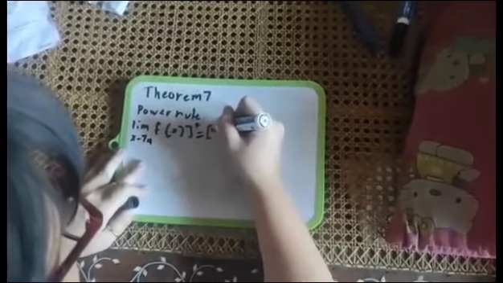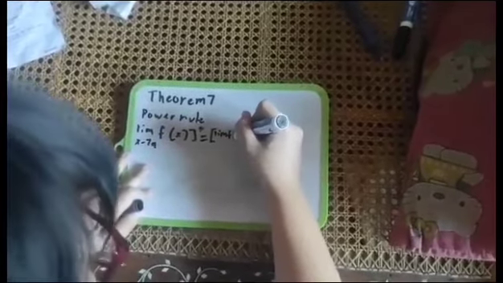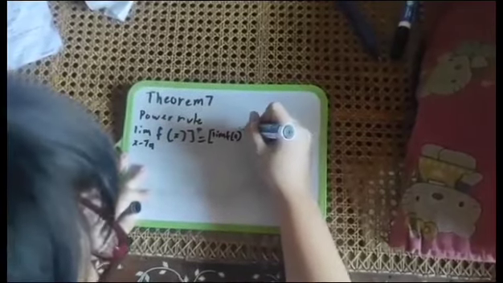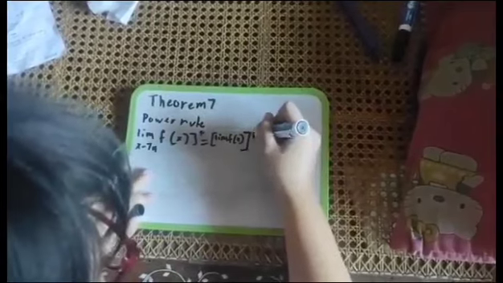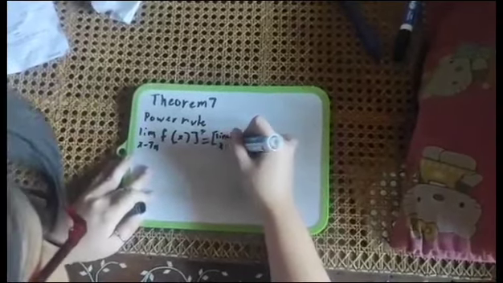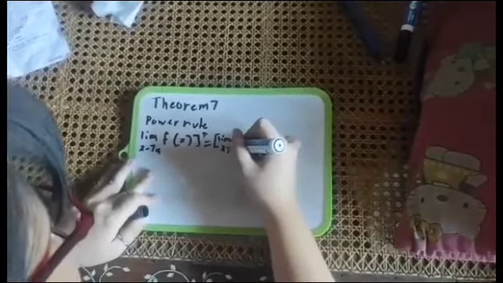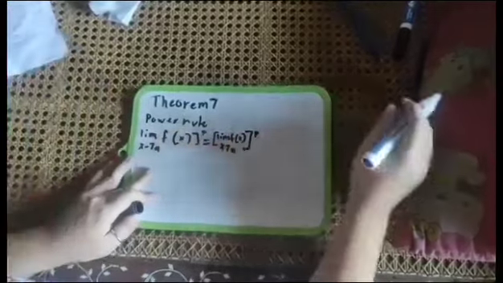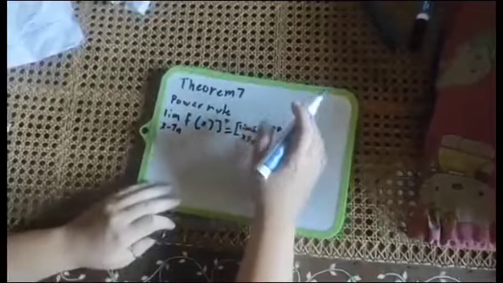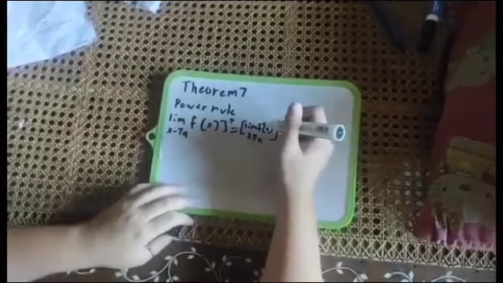So we have our example here, the limit of x cubed as x approaches 2. In this case, because we have an exponent of 3, our f(x) is just x. What we will do is get the limit of the inside first, and this power we will leave outside. So this is just equal to the limit of x as x approaches 2, and the power 3 we will put outside.